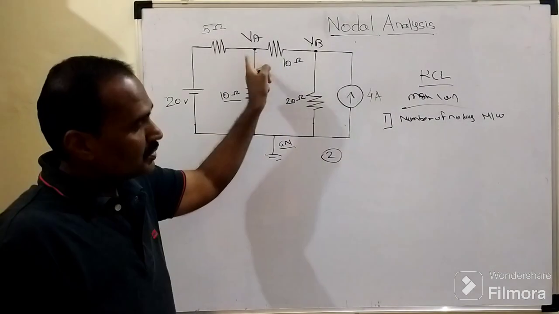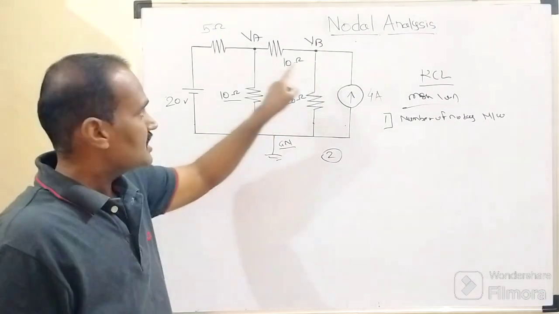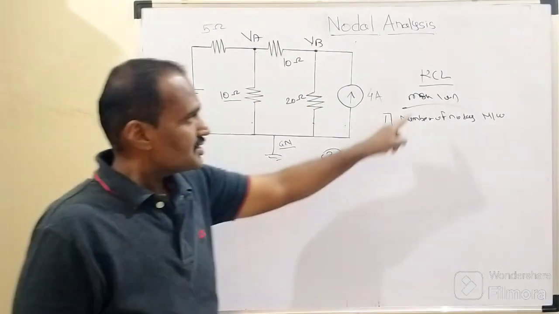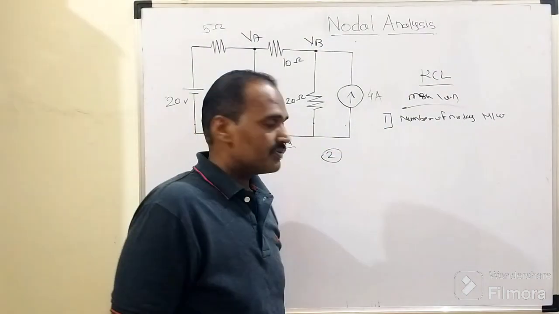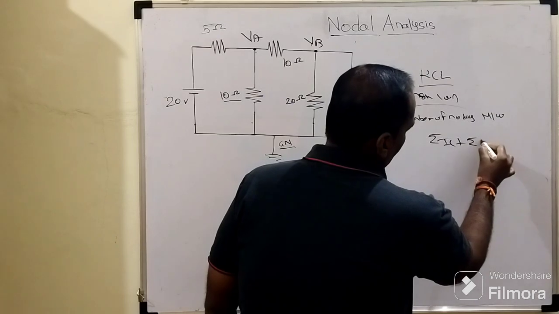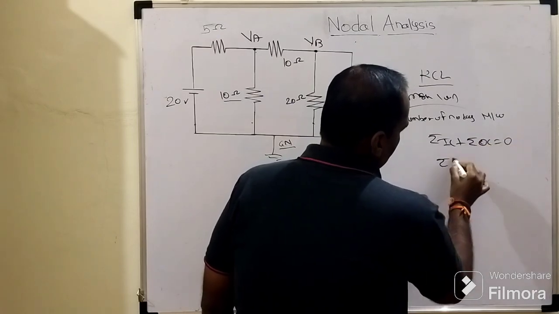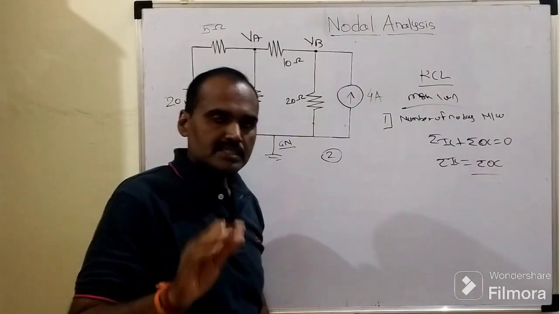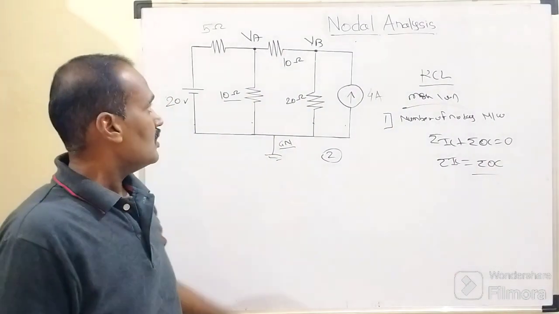Now, once we know that there are two nodes, their potentials are nothing but VA and VB. Now it's time to apply the Kirchhoff current law. According to this Kirchhoff current law, the algebraic sum of incoming currents plus outgoing currents equals 0, or the summation of incoming currents equals the summation of outgoing currents. This is the simple statement of the Kirchhoff current law.